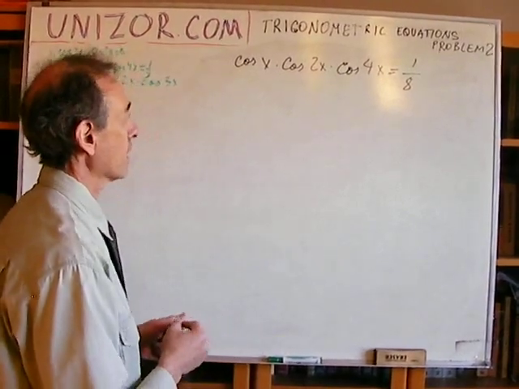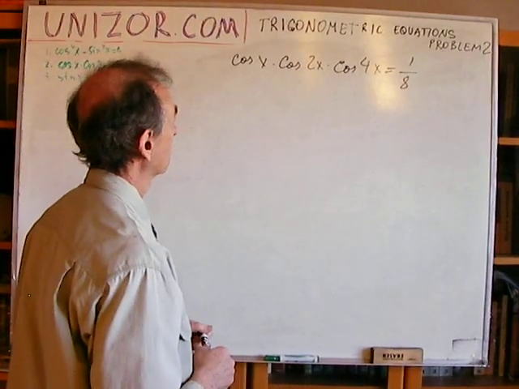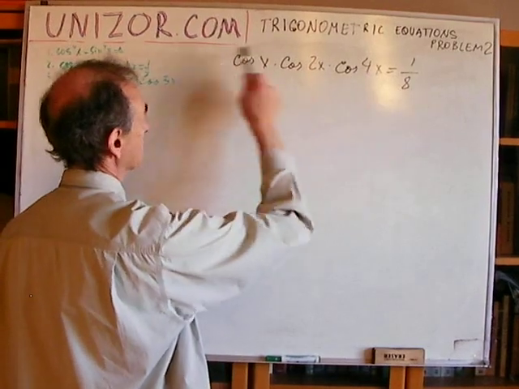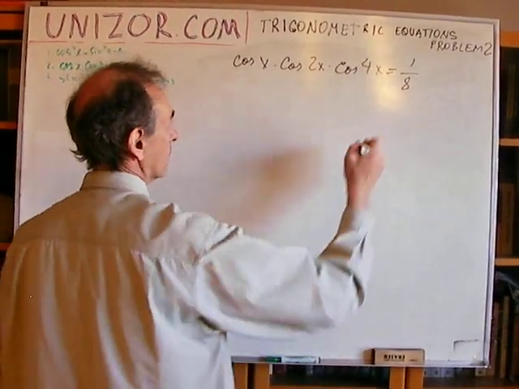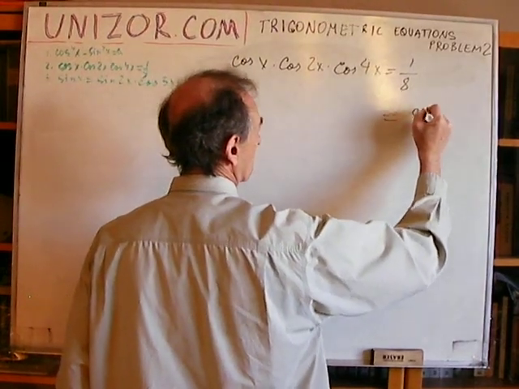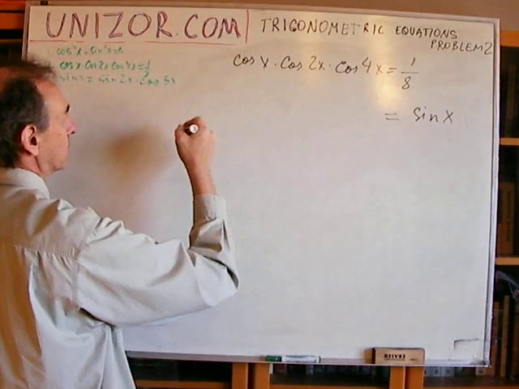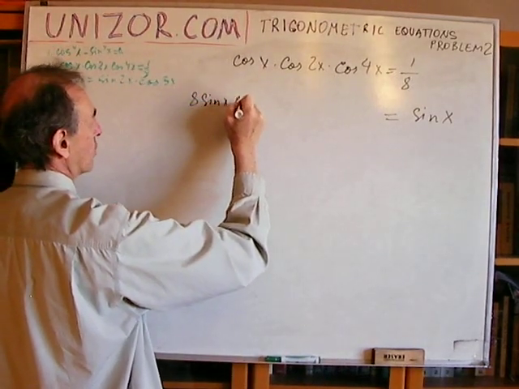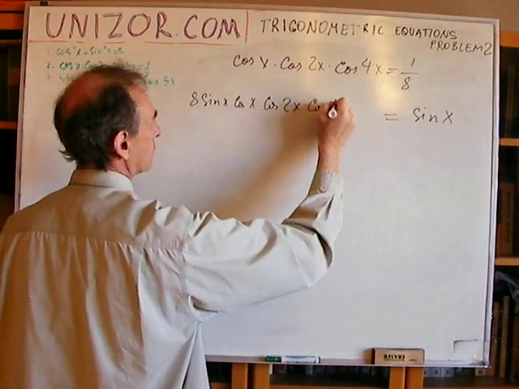Let's multiply both sides by sine of x, and also I will put this 8 on this side, so by 8 sine x. So on the right, we will have sine x, if I multiply by 8 sine x. On the left, I will have 8 sine x, cosine x, cosine 2x, and cosine 4x.